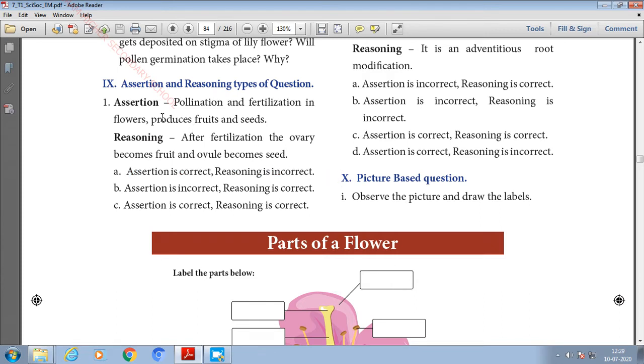So before choosing the option, you have to clearly read both the assertion and reason, and you have to check whether it matches or not. So according to that, you have to choose the option A, B and C. So just you can tick the answer alone. Okay, we'll see the first one. Assertion: pollination and fertilization in flowers produce fruits and seeds. So yes, it is correct. So after the process of pollination and fertilization, the flowers will be producing fruits and seeds. So reasoning also they have given, after fertilization the ovary becomes fruit and the ovule becomes seeds.